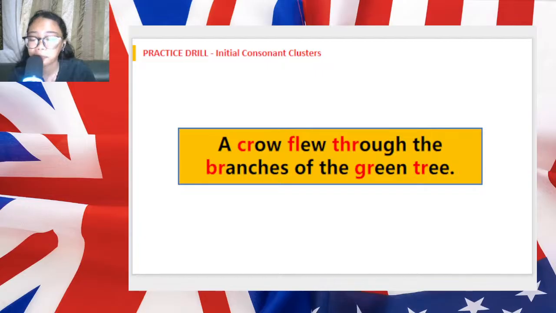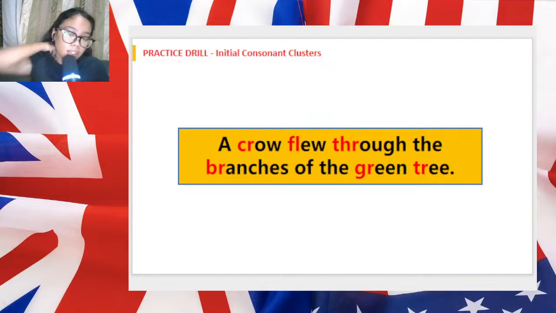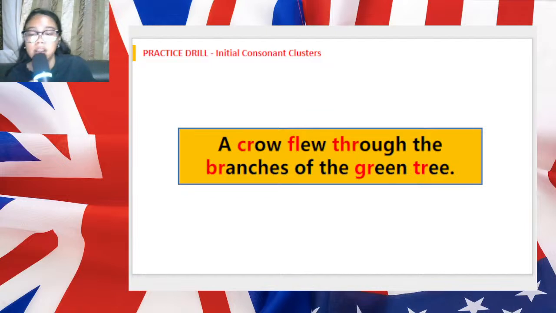Now, there are six initial consonant clusters, and only one of which is a three-consonant cluster. So we have CR, FL, THR, BR, GR, and TR. So more of the R sound. Again, this is: a crow flew through the branches of the green tree.